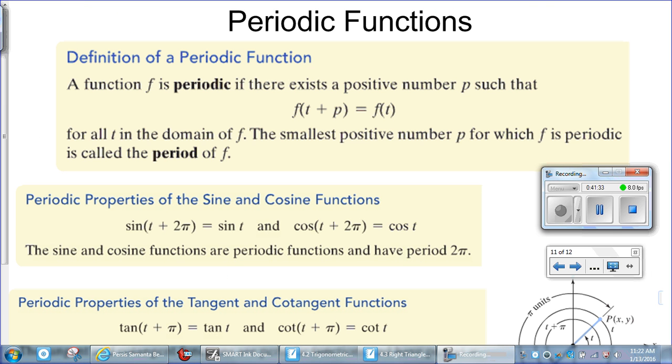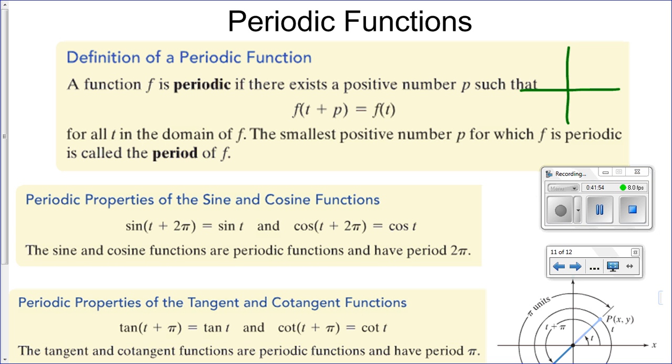Let's go to the next slide, and now we're going to talk about something called periodic functions. And just like I told you, you can keep doing rotations. Remember what we said about coterminal angles? For example, pi over 6, right here. Is coterminal to, what about if I do a full rotation and then I go another pi over 6? What would that angle be?